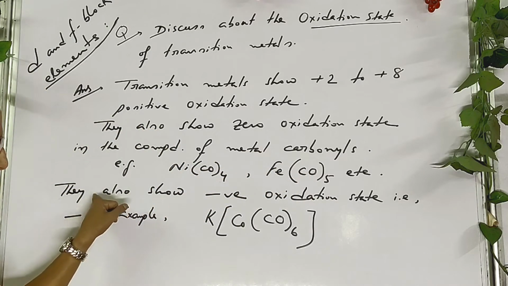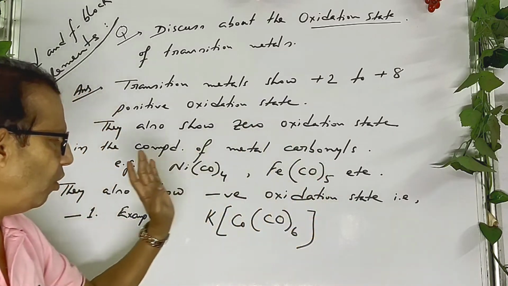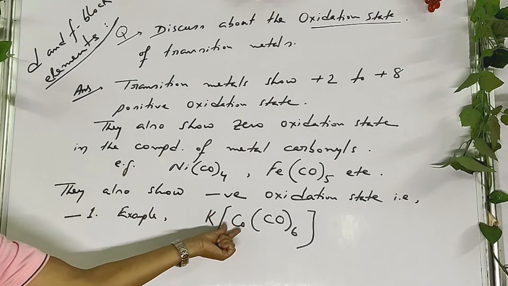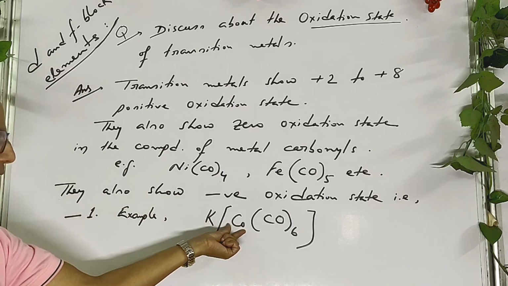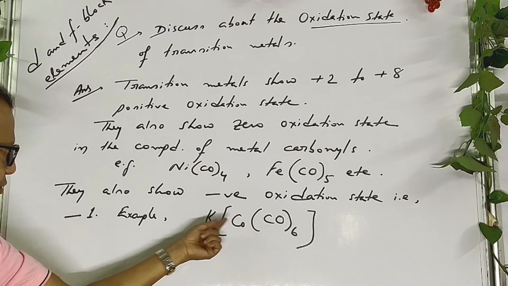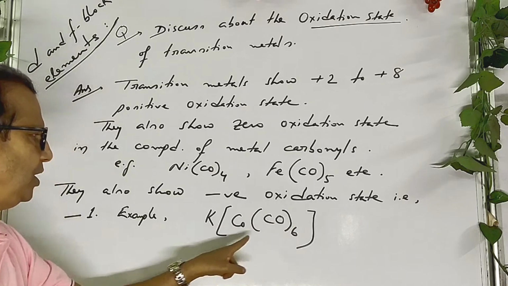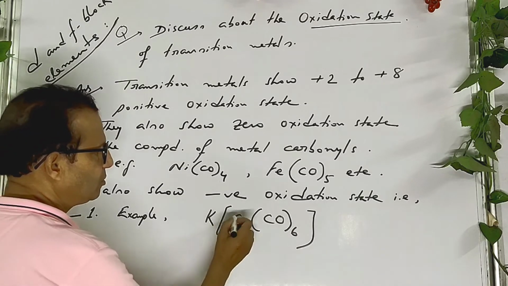Transition metals also show negative oxidation state. So far, only one compound of cobalt can be isolated where the transition metal, that is cobalt, shows -1 oxidation state. This is the best known example of such a compound. See how the cobalt shows -1 oxidation state.